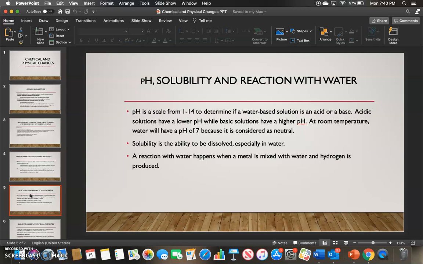Solubility is the ability to be dissolved, especially in water. A reaction with water happens when a metal is mixed with water and hydrogen is produced.